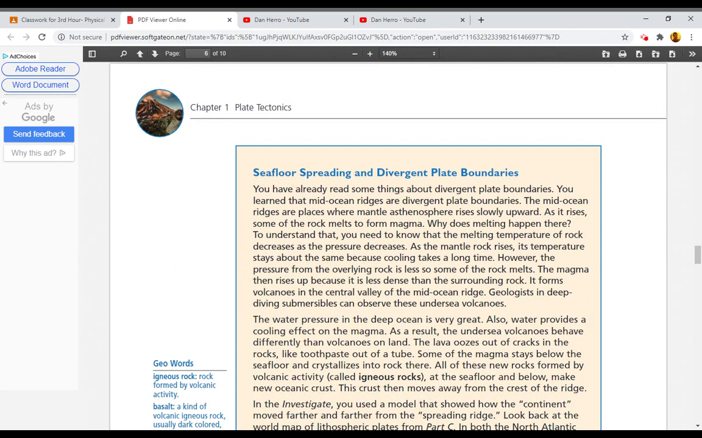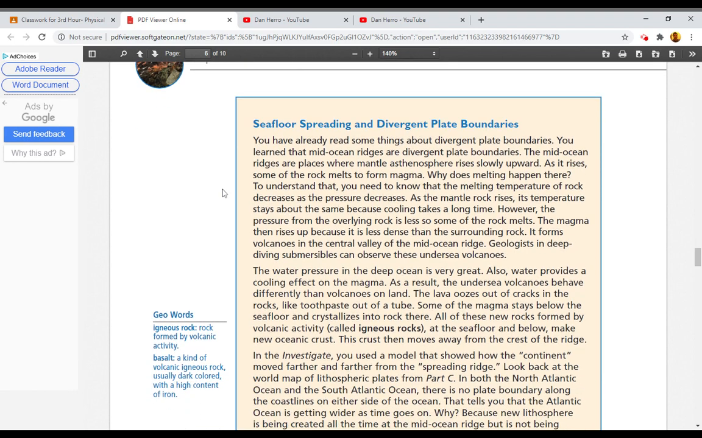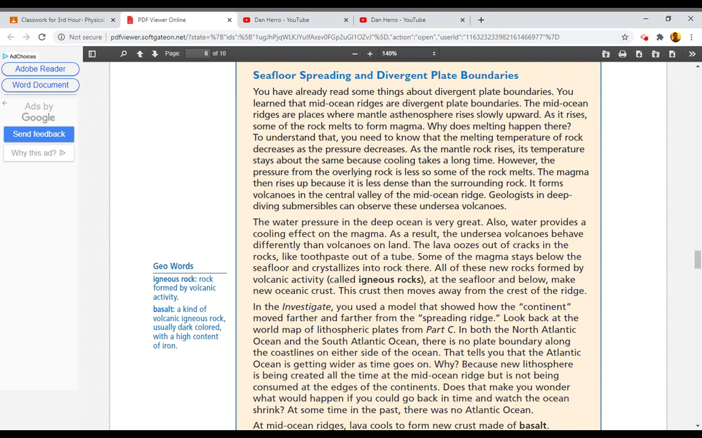Seafloor spreading and divergent plate boundaries. You have already read some things about divergent plate boundaries. You learned that mid-ocean ridges are divergent plate boundaries. The mid-ocean ridges are places where mantle asthenosphere rises slowly upward. As it rises, some of the rock melts to form magma.